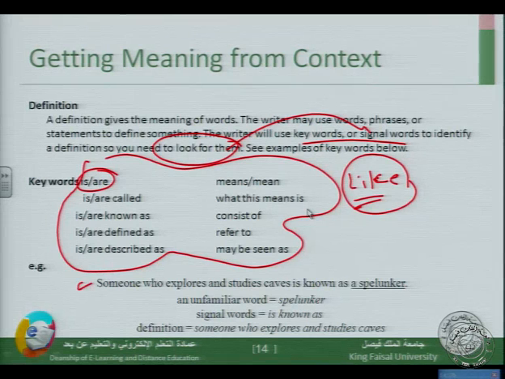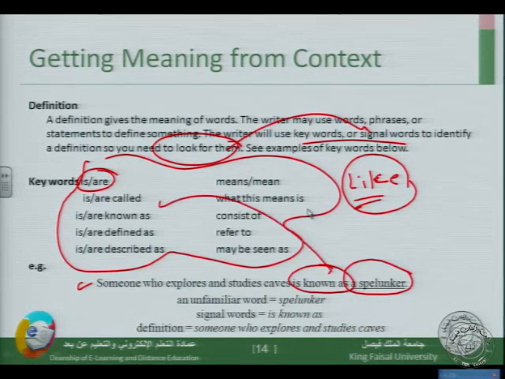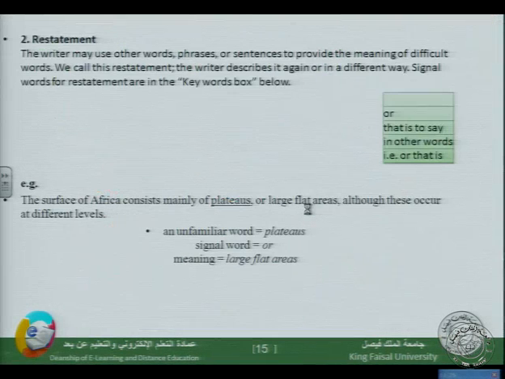Someone who explores and studies caves is known as spelunker. Okay? هذا أول مرة بتمر. This is unfamiliar word. How come I give the meaning of this word from the context? First of all, I need to look for signal words. Okay? وين ممكن نجد is known as هي مذكورة هنا. So who is spelunker? Someone who explores the caves. كيف كان الدليل على أنه نعرف معناته؟ اللي هي definition signal words.